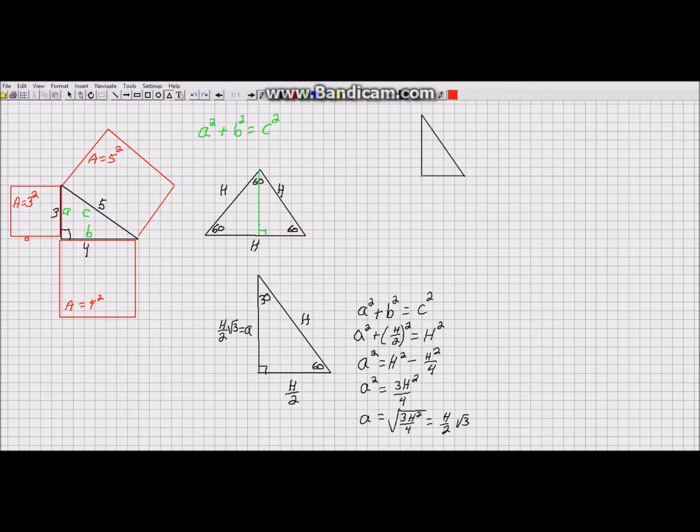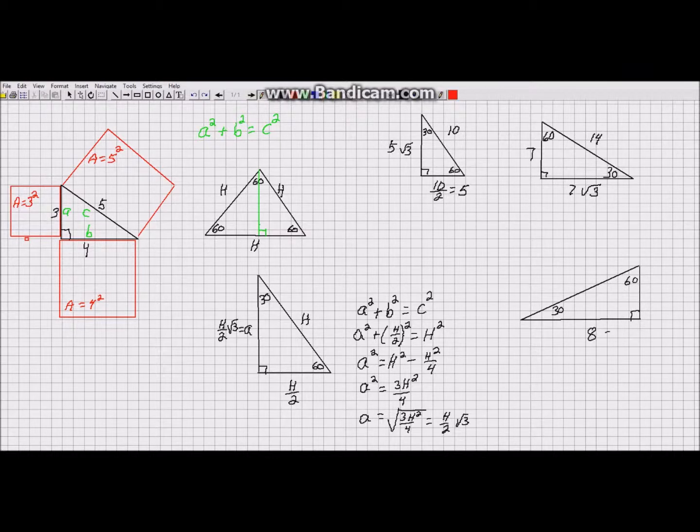I can then do several examples. So if I have a hypotenuse of 10 in a 30, 60, 90 triangle, side opposite 30 is half the hypotenuse, side opposite 60 is half the hypotenuse root 3. Next, in my 30, 60, 90 triangle, if I know that the side opposite 30 is 7, hypotenuse is 14, side opposite 60, 7 root 3.